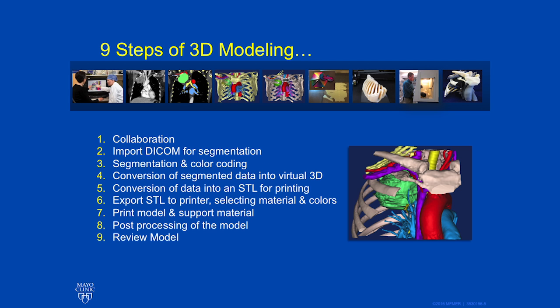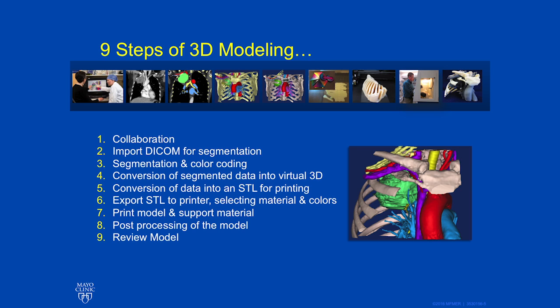We have broken three-dimensional modeling down to 9 separate steps. The first step is collaboration between the surgeon or the interventionalist or the educator and the 3D modeling team. The radiology team at Mayo Clinic is typically the team that we collaborate with from a Department of Surgery standpoint. Collaboration between the radiologist and the surgeon is the essential first step of making the model.